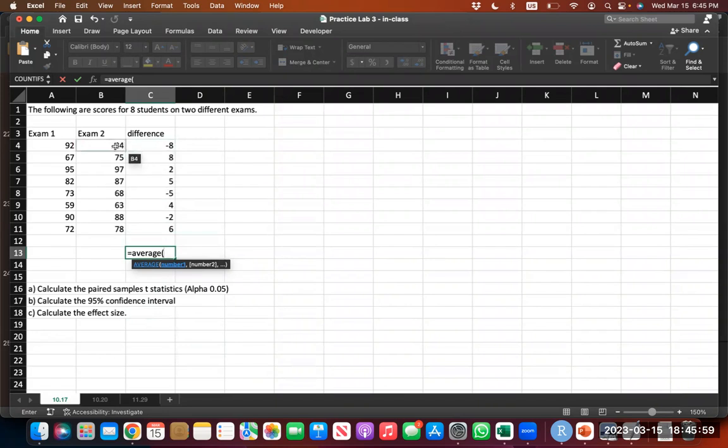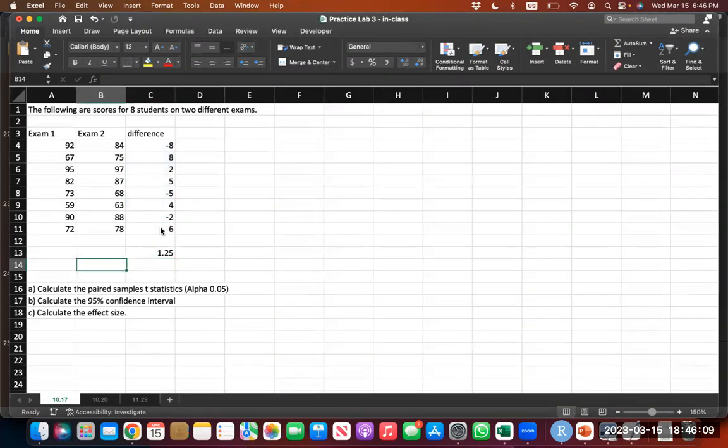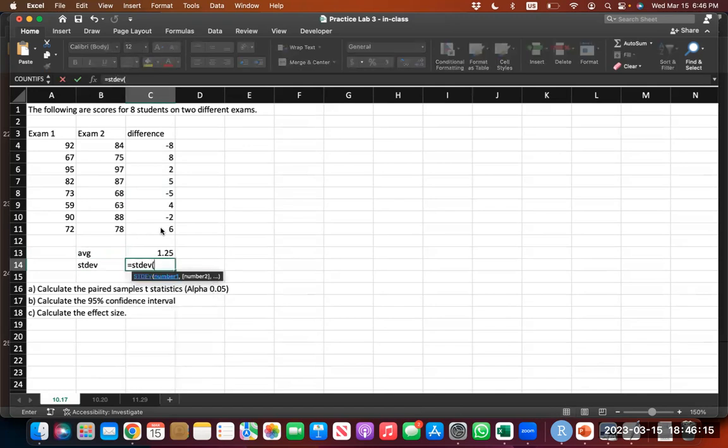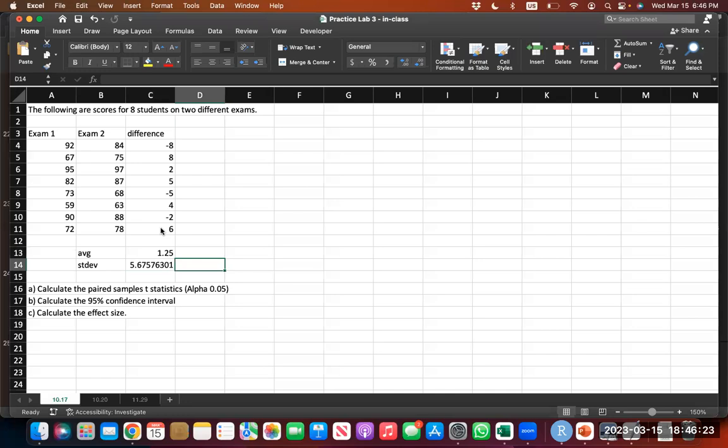Do you mind repeating that? Well, you just create a difference. You do exam 2 minus exam 1, and you put this down. And then you do the average of this difference. That gets you an average. Then you can do a standard deviation. It's STDEV. STDEV is 5.7.